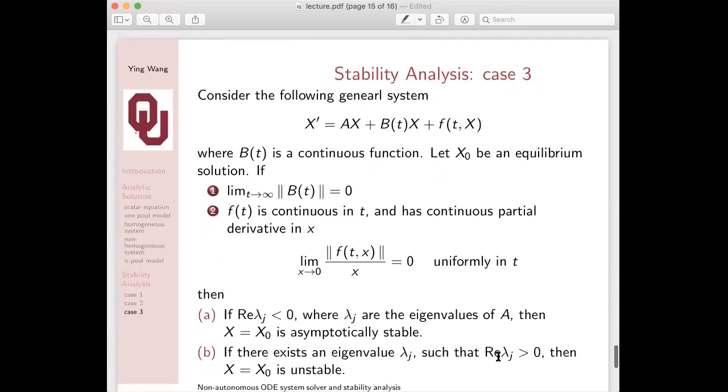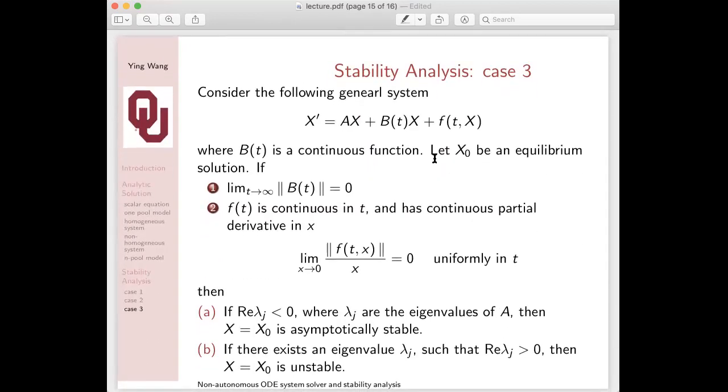The third case is the most general case, which is non-autonomous and non-homogeneous. So B will make it non-autonomous. F will also make it non-autonomous because it's t-dependent. And F also makes the whole equation non-homogeneous because it's not linear in x. We assume that B is a continuous function and x tilde is an equilibrium point.